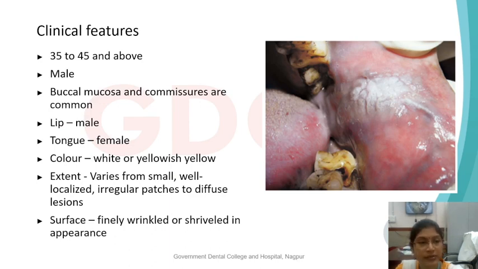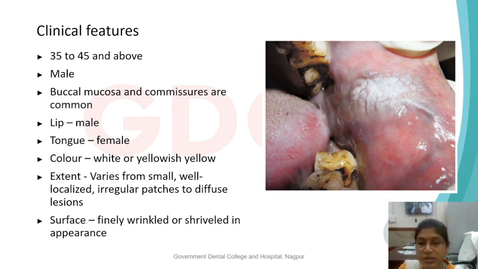Moving on to the clinical features. This is mostly seen in the 35 to 45 years age group or above, and mostly males are affected because the habits we discussed earlier in the etiology, alcohol and tobacco chewing, are mostly common in the male population, but now the trend is changing. Leukoplakia is equally seen in females as well. Buccal mucosa and commissures are the most common areas to be affected.